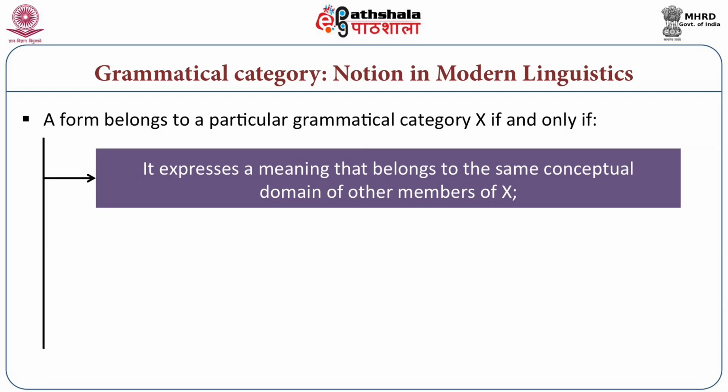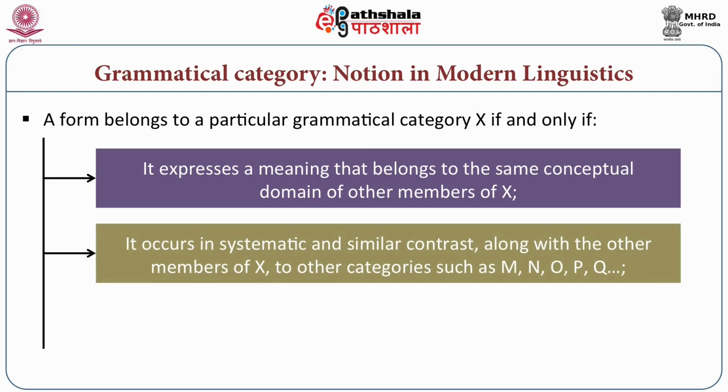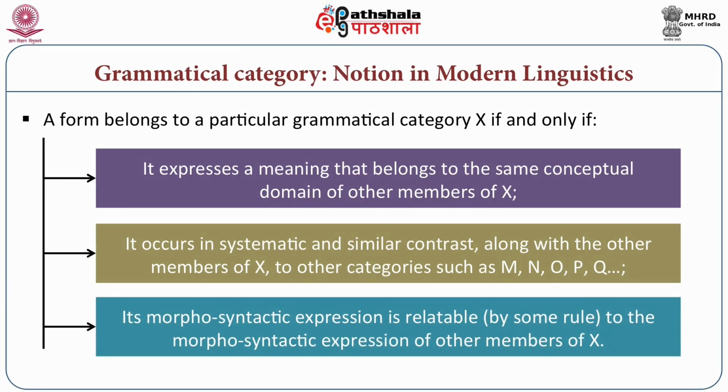It must occur, as a second criterion, in systematic and similar contrast with the other members of X to other categories, such as, let's say if a category is X, then to distinguish it from other classes such as M, N, O, P, Q, etc. And its morphosyntactic representation must be relatable by rule to some morphosyntactic representation of the other members of X.